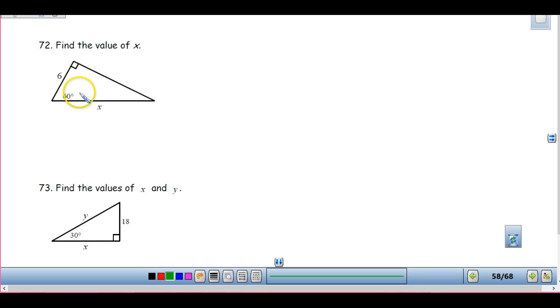Okay, now this is 60, so this is 30. So if you remember, in our 30, 60, 90 triangle, if this was x, the hypotenuse is 2x, and this is x times the square root of 3. So across from my 30 is x, which is 6, okay, which means my hypotenuse, which is across from my 90-degree angle, is just double that. So we get 12.